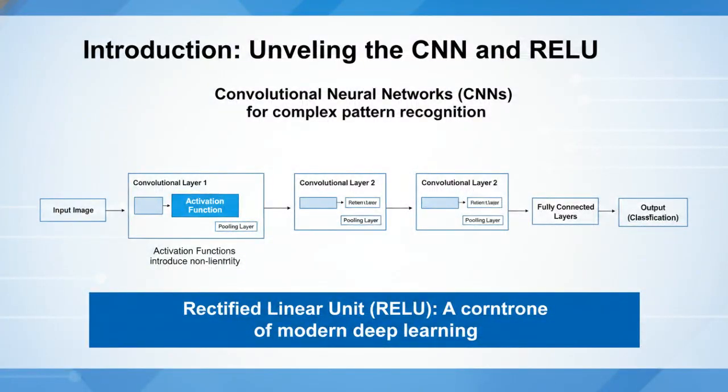Welcome to our deep dive into the fascinating world of convolutional neural networks, or CNNs, and a seemingly simple yet profoundly impactful component, the Rectified Linear Unit, or ReLU. CNNs have revolutionized fields like computer vision, enabling machines to see and interpret the world with remarkable accuracy. At the heart of a CNN's ability to learn complex patterns lies a crucial element known as an activation function.